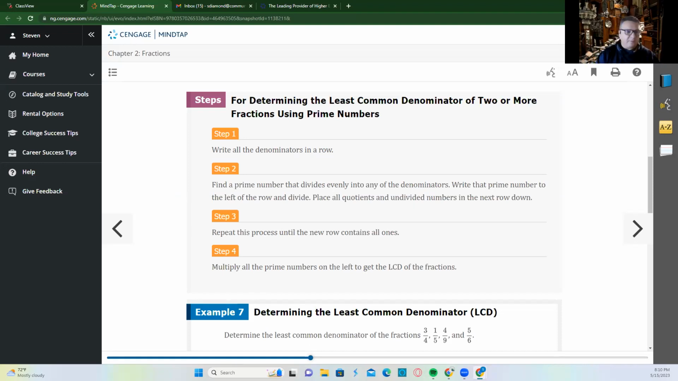Just remember, prime numbers can only be divided by themselves and 1. That's it. So that'd be 1, 2, 3, 5, 7, 11. I never have memorized 13, 17. All right, so those are your prime numbers. They can only be divided by themselves and 1 evenly. So just remember what a prime number is.